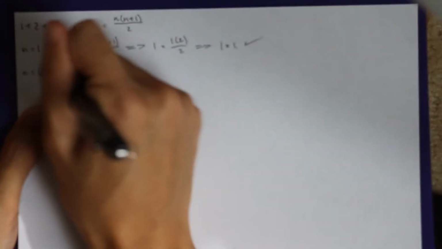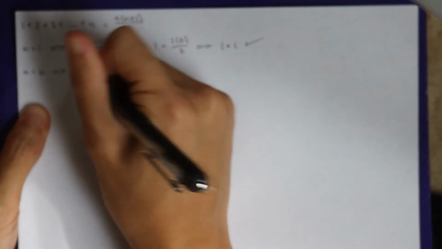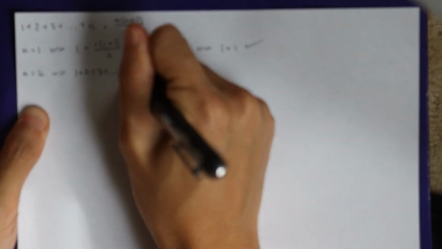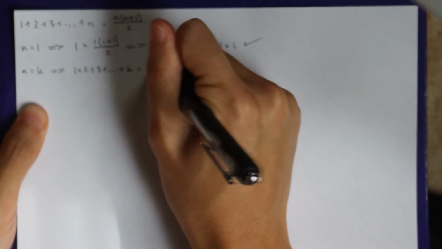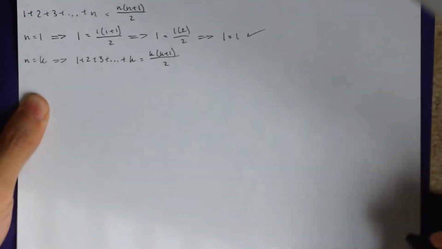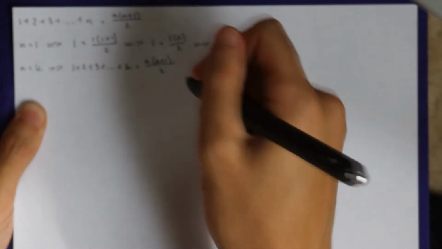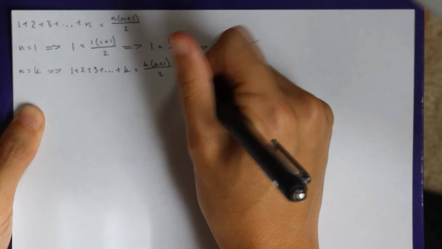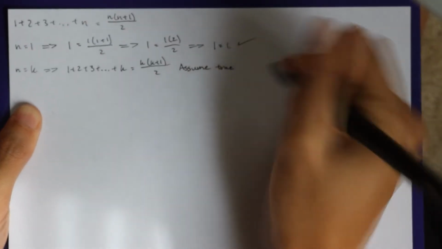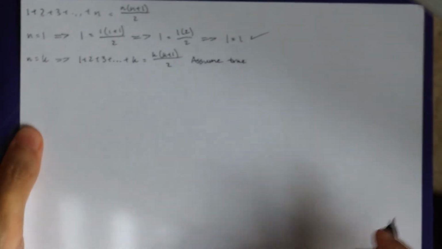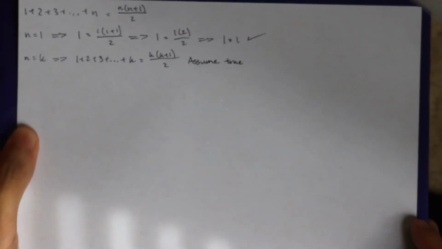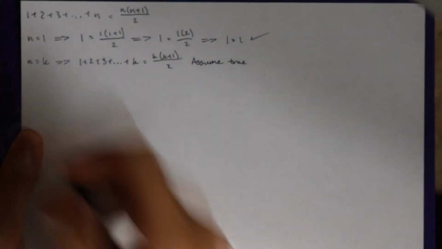So do the same thing as before. We have that for k, 1 plus 2 plus 3 plus dot dot dot and so on plus k is equal to k times k plus 1 divided by 2. With that, let's make an assumption and assume that this is true for n equals k. So assume true. Now let's prove the following case for n equal to k plus 1.